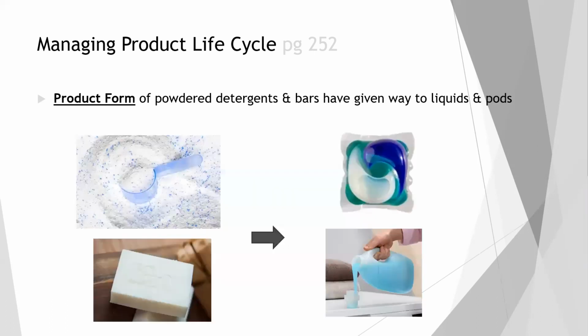So let's take a look at this example. The product form for laundry soaps was powder detergents, and back in the day, they used to use bars to wash their clothes. They would actually scrub the clothing with a bar of laundry soap. Now that is something we would not think about today, but they kind of paved the way for new product forms. So now we have liquids. Now we have these pods. So again, these tend to have a shorter life cycle.